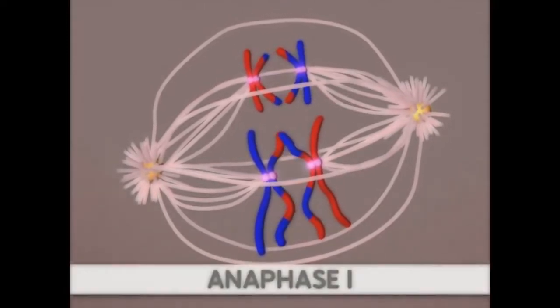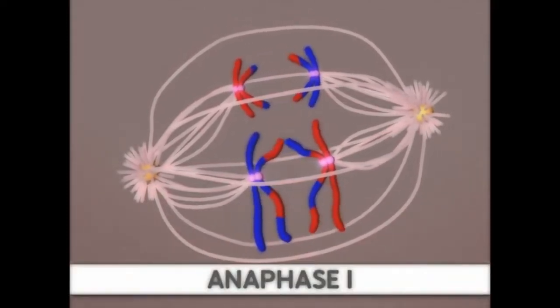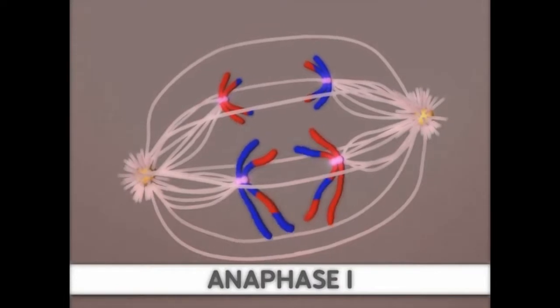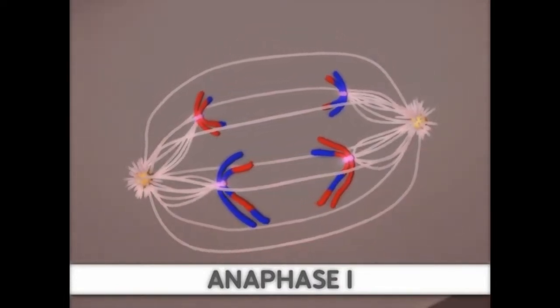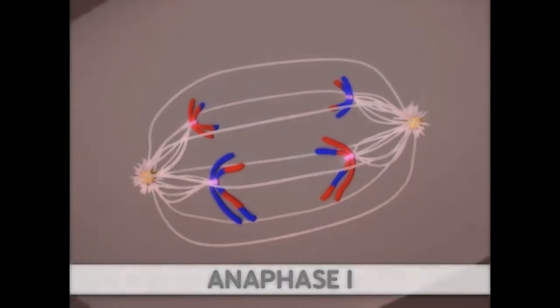The next phase is anaphase 1. During this phase, homologous chromosomes separate and migrate to the two poles of the cell. Importantly, the sister chromatids remain attached at their centromeres.